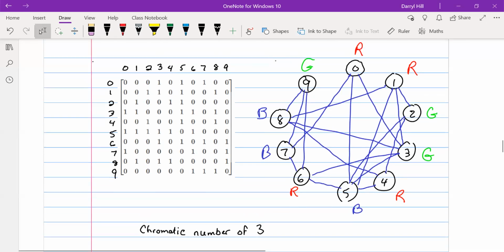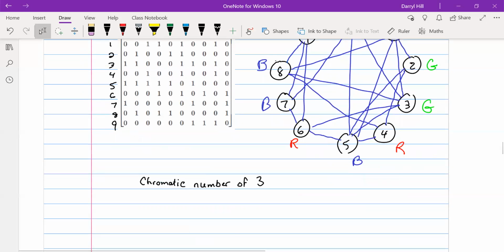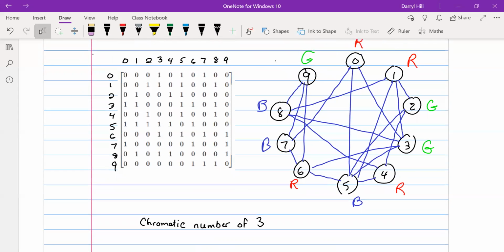Okay, so in this case, what is the chromatic number? It's 3. And how do I know? Well, I colored all the vertices. I made sure that nobody was adjacent to somebody of the same color. And then I found a K3. So chromatic number of 3. And there's a whole bunch of K3s in there that I could take. In particular, this is a K3.